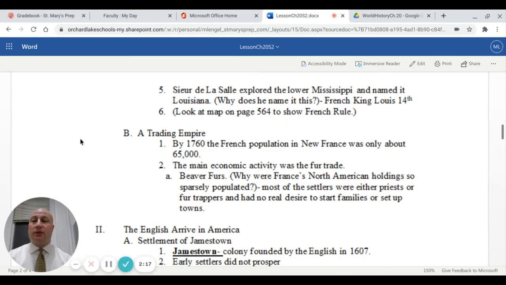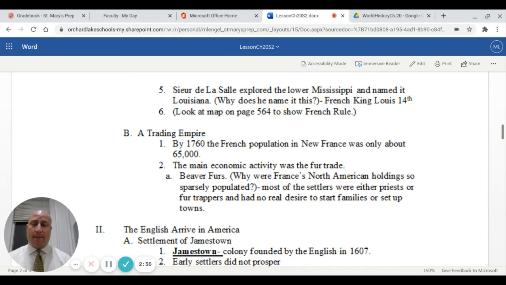Okay, eventually what the French were looking to do is create a trading empire. And by 1760, the French population in New France was still pretty small, only about 65,000 people. The main economic activity for the French was the fur trade. And what they were generally trading were beaver fur.